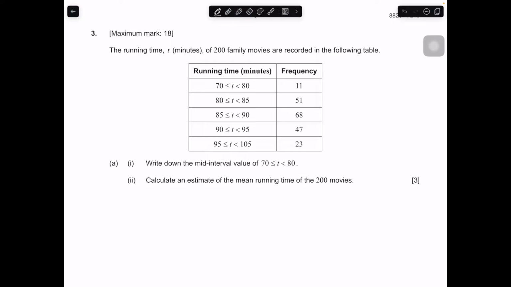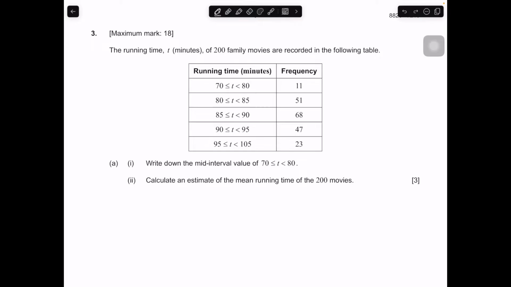So first off, what's going on here in our group frequency table? A group frequency table breaks up a total sample into class intervals. So what they're saying here from this T is greater than 70, less than 80, is we have 11 movies, and their runtime, or the length of the movies, we have 11 movies between 70 and 80 minutes, and 51 movies between 80 and 85 minutes, and 68 between 85 and 90, and so on.